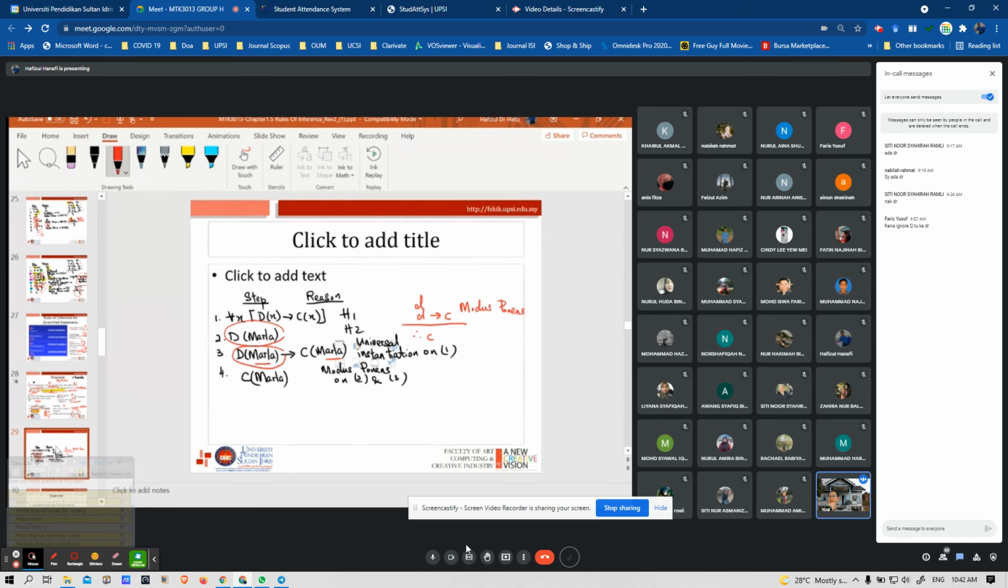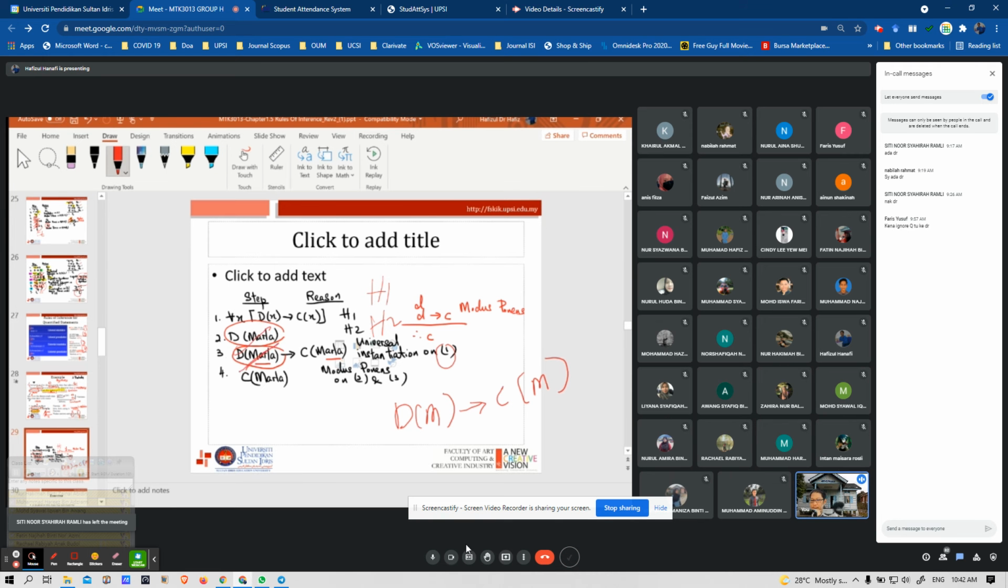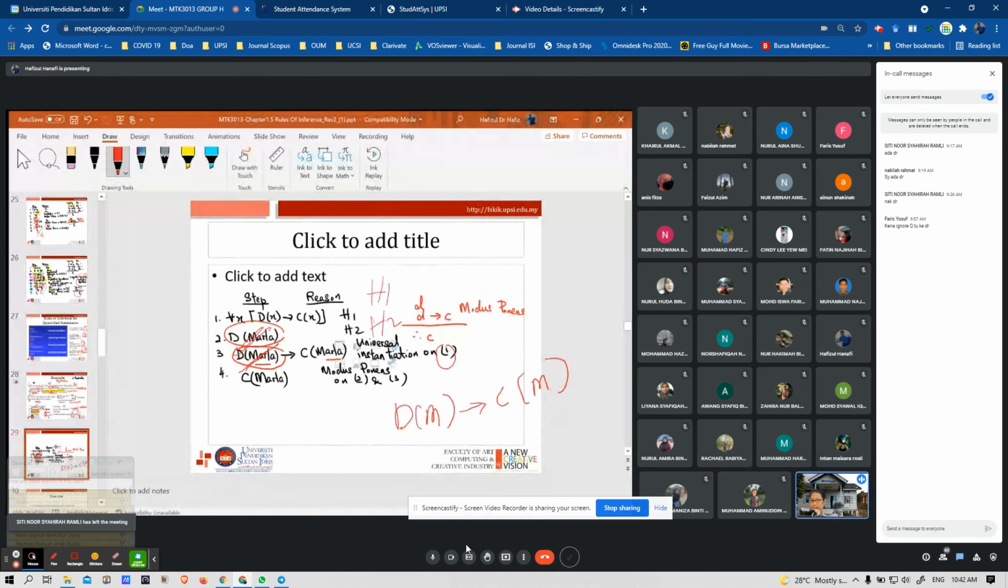This one is step by step, and then you should have the reasoning. We have H1 and then H2. We have universal instantiation on 1: D(Marla) implies C(Marla). And then modus ponens on 2 and 3. We eliminate Marla, and lastly we have C(Marla) by modus ponens.